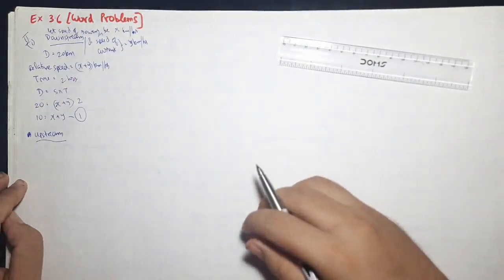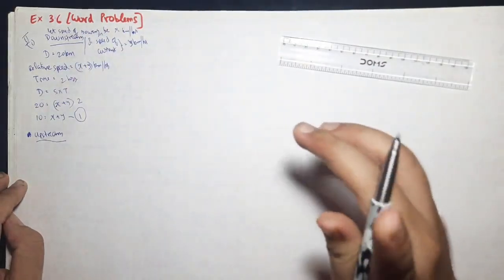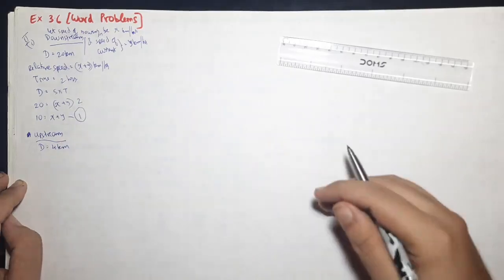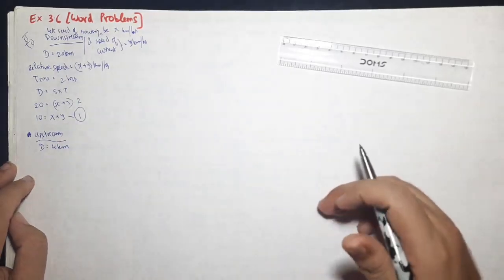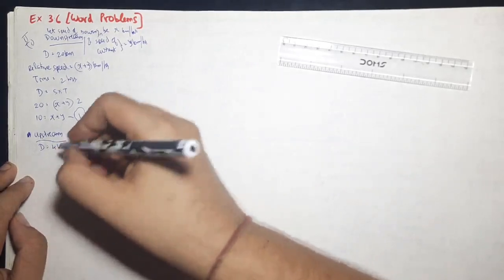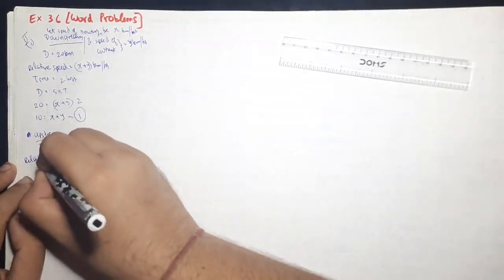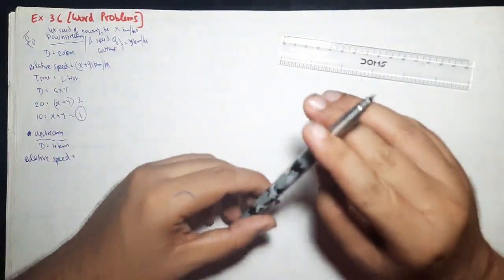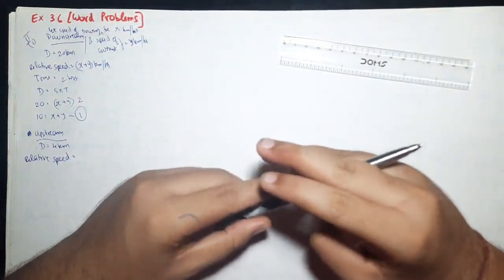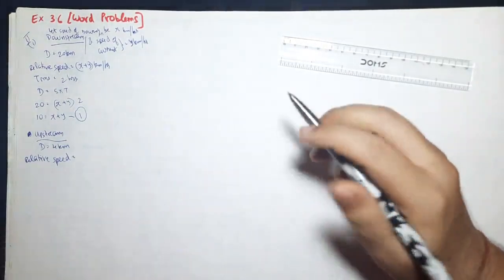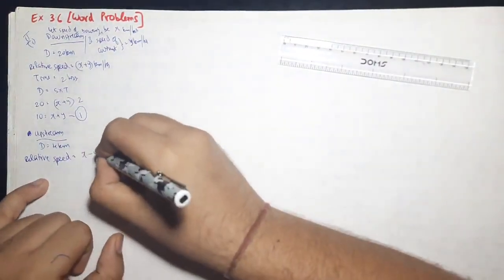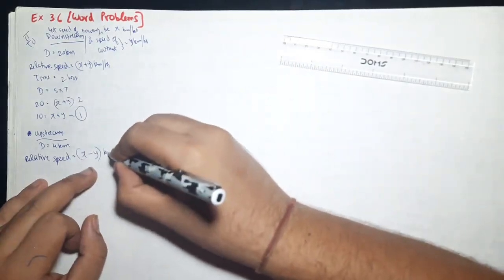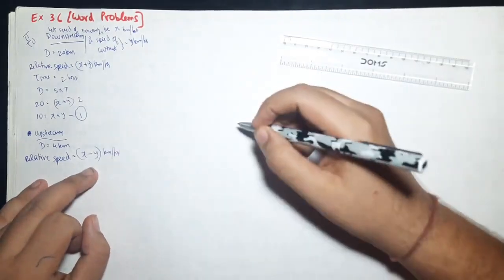During upstream, the boat has traveled only 4 kilometers. So D equals 4 kilometers during upstream, and the relative speed during upstream will be... always remember, the speed of the boat is always higher than the speed of the current. So the relative speed will be x minus y. Don't write y minus x, write x minus y kilometers per hour.